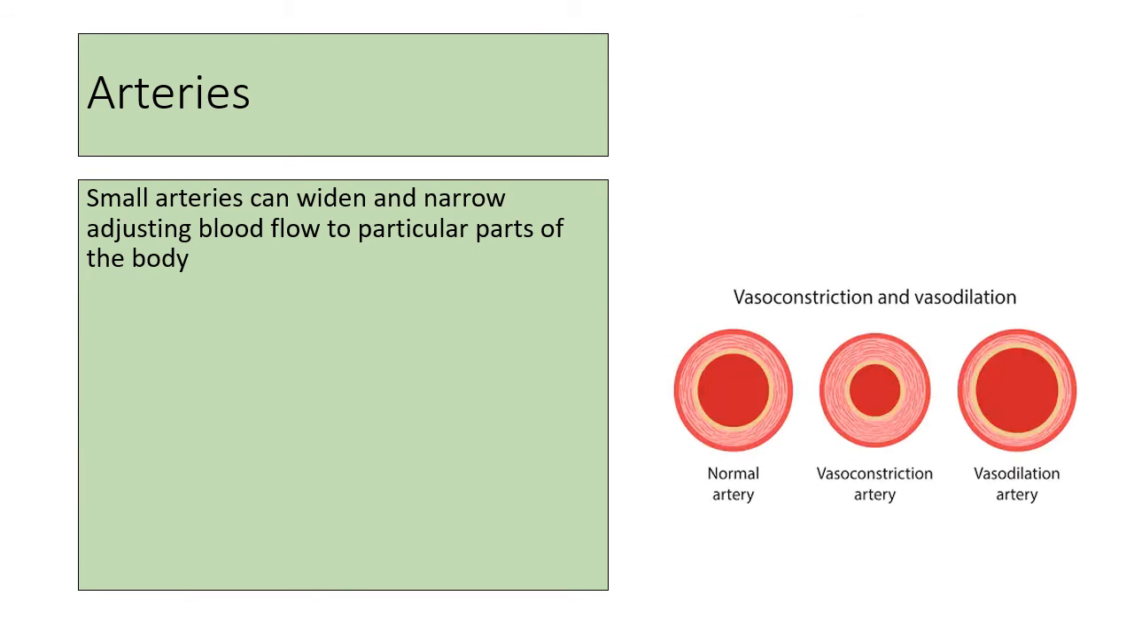So a little bit more about the arteries. In essence, small arteries can widen and narrow, and they adjust blood flow to particular parts of the body. So in the diagram here, you can see as if we would cut an artery, and we can see the cross section of the artery. The diagram on the left hand side is a normal kind of artery, where we see the lumen is fairly small, but then we've got two key words that we need to start to look at: vasoconstriction and vasodilation.